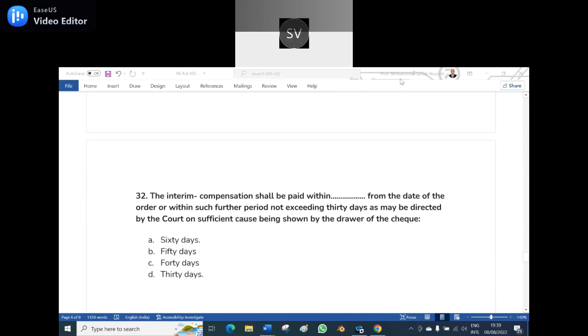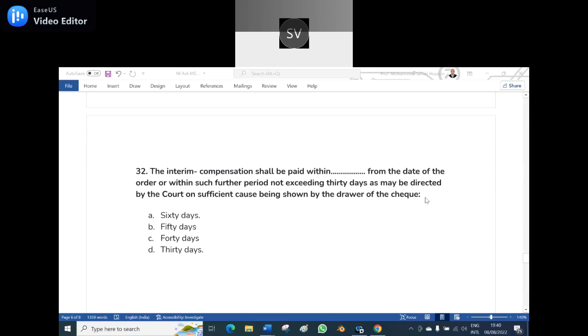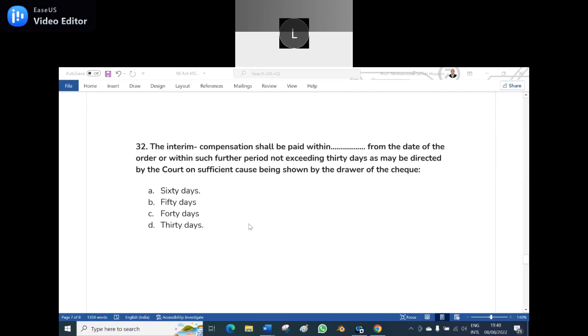32nd question. The interim compensation shall be paid within dash from the date of the order or within such further period not exceeding 30 days as may be directed by the court on sufficient cause being shown by the drawee of the check. Option A, 60 days. Option B, 50 days. Option C, 40 days. Option D, 30 days. Option A, 60 days is the correct answer, and it shall not exceed 30 days.